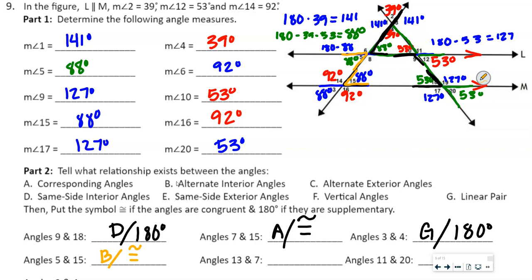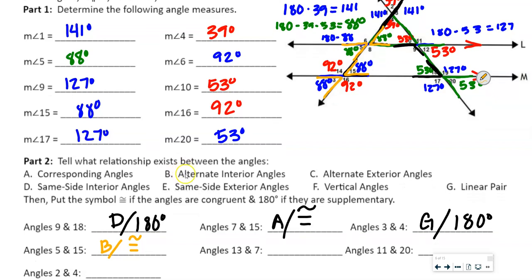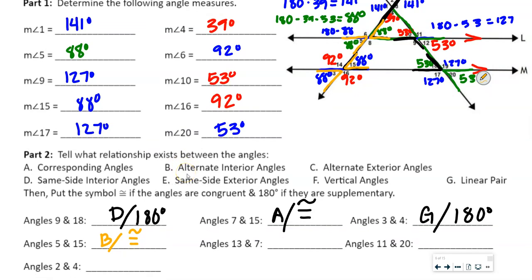Then let's talk about 13 and 7. So here's 7 right there, and there's 13, okay? So those are also alternate angles, right? So they're not on the same side of the transversal. Are they inside or outside the parallel lines? So yeah, that's alternate exterior angles. So this is C. Do they look like they are the same shape? They are also congruent.